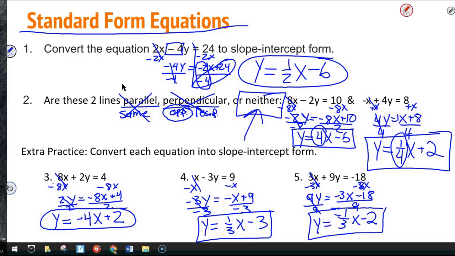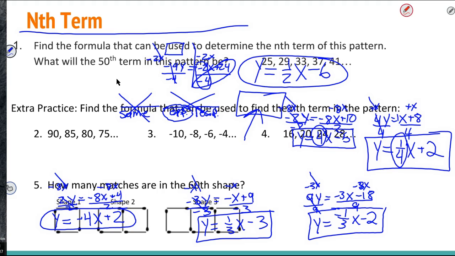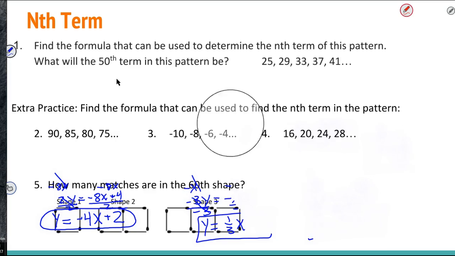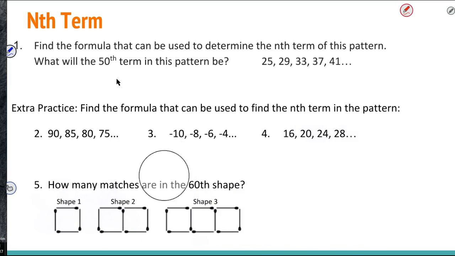Let's move on to the second topic, which is the nth term, topic we just finished looking over the last few days. Number 1, we're trying to find the formula that can be used to determine the nth term of this pattern. And then part 2, what is the 50th term in this pattern? So looking here, I see I'm counting up by 4s. It continues going up by 4, so that's my slope.